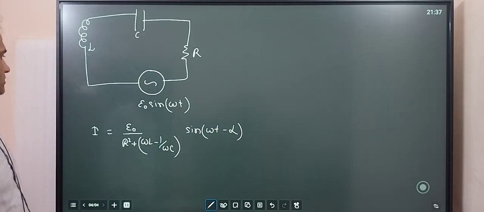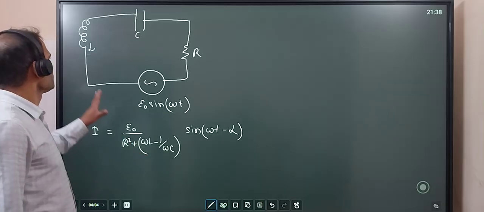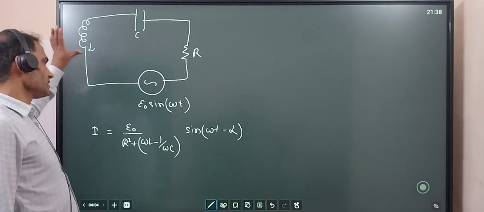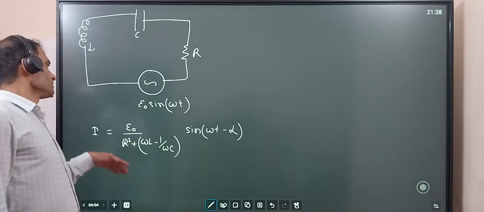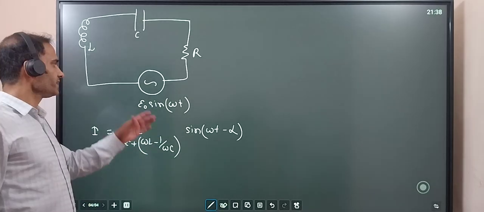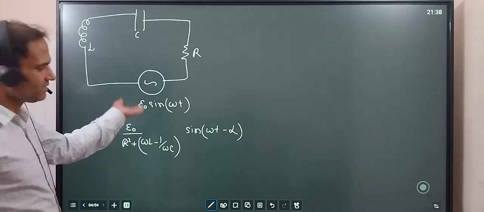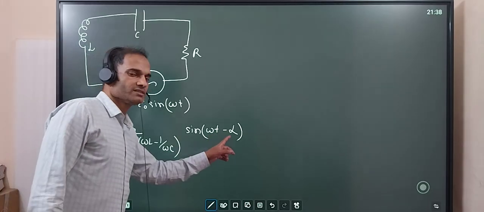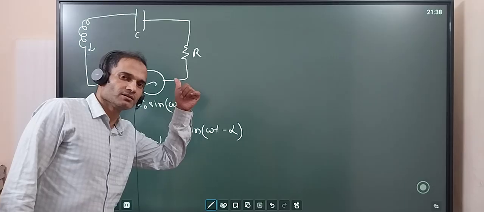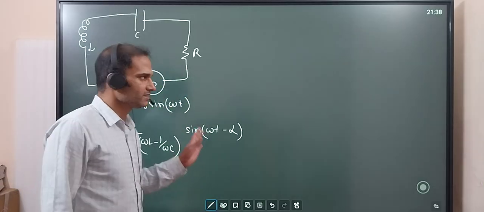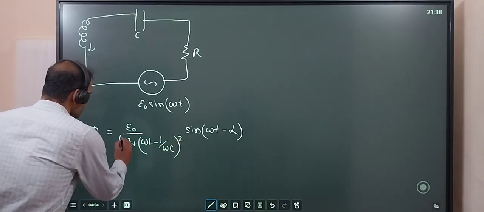So in the previous example, we wrote the current as I naught sine omega t and got an equation for the voltage. Here I have taken the voltage and found the current. Again tan alpha, but I have written a minus here. Here current is lagging. In the previous chapter voltage was leading. So that is the same thing.